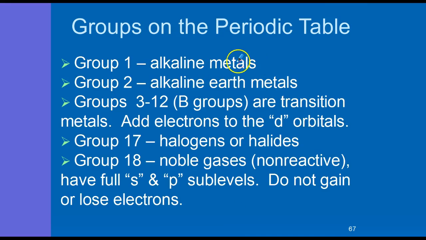So groups on the periodic table, we talked about this before. Group 1, those are the alkali metals. Group 2 are the alkaline earths. Group 3 through 12 are the B groups, or the transition groups. They add electrons to their d orbitals. They can transition them. That's why they're transition metals. Group 17, those are the halogens or the halides. Group 18, those are the noble gases. They're non-reactive because they have full s and p sublevels. They're not transitioning electrons anywhere. If you don't transition your electrons, you're not very exciting.